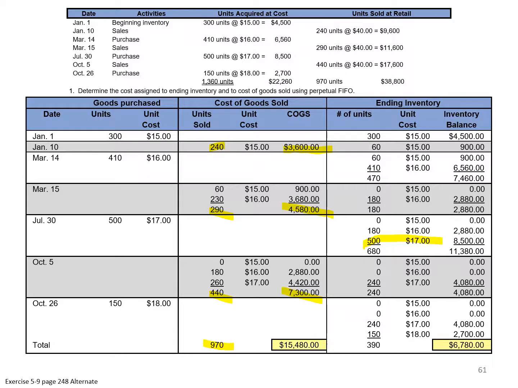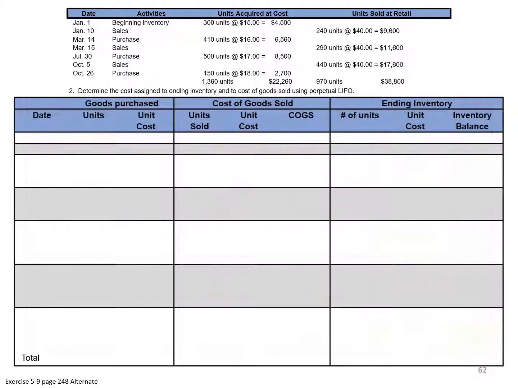We've got ending inventory, total units of 390, that's our 240 and our 150. Total cost of $4,080 plus $2,700, or $6,780. Under LIFO, beginning inventory, 300 units at 15 bucks. Then on January 10th, we sold 240 units. Last in, first out. We're going to sell 240 of our 300. That's the last in before our January 10th purchase under the perpetual method. So we have 60 left.